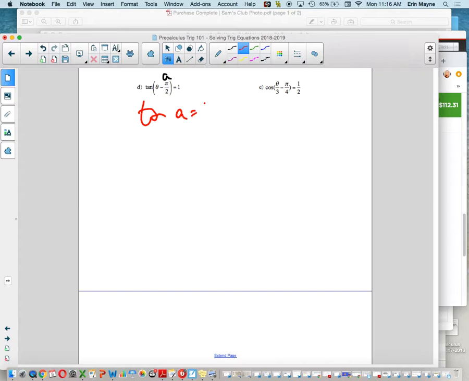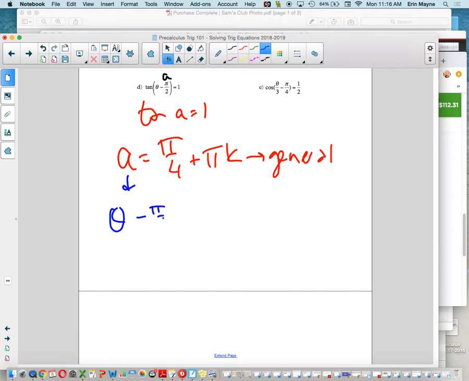Hey, I hear chatting. I'm just not sure if I hear answering of questions. There's a phase shift on this, right? So my phase shift is going to have to be taken into account here in a second, but it doesn't change the process. I replace what's in parentheses with an A. I then solve for A. What's my answer? Pi over 4 plus pi k. I go ahead and write the general, then substitute back in. So I've got theta minus pi over 2 equals pi over 4 plus pi k.